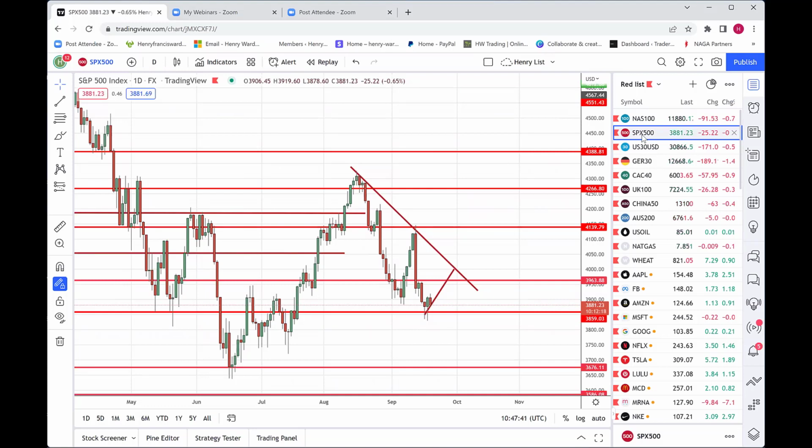S&P is identical, so we need some sort of pullback, and for me, probably back to the trend line rather than the horizontal. So similarly here, need some sort of pullback. Now, this may happen today, tomorrow, or it may continue going down. But ideally, I'd like it to come back into sort of this area.